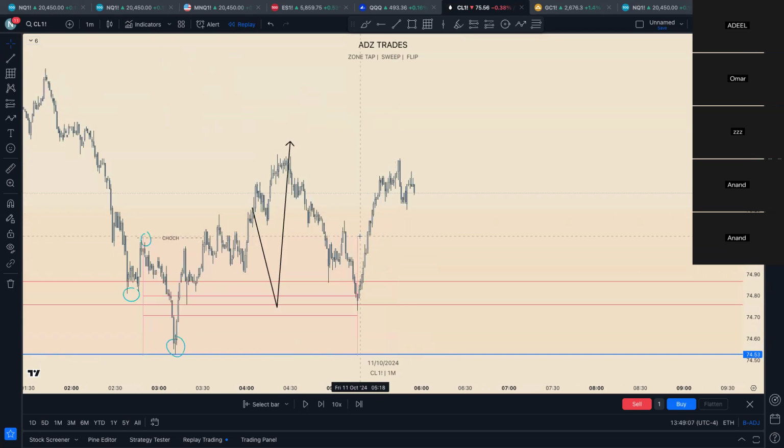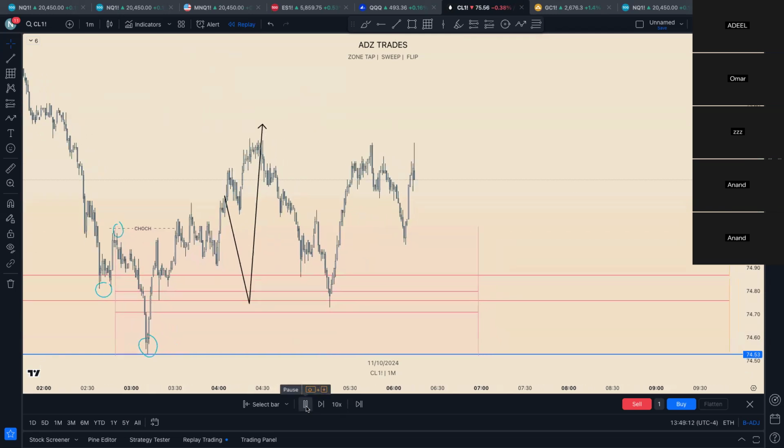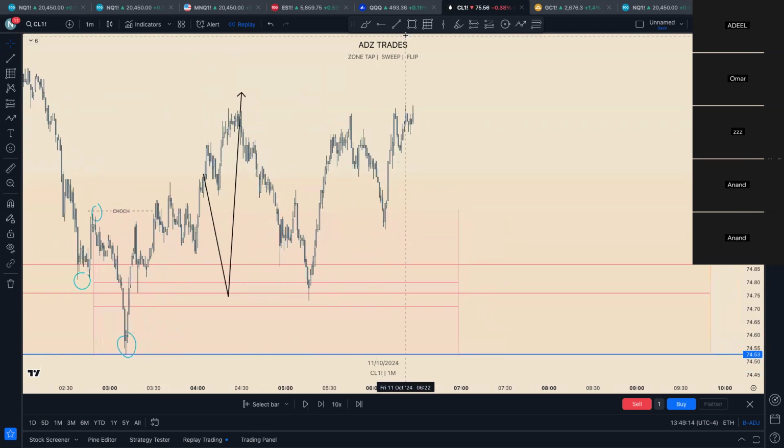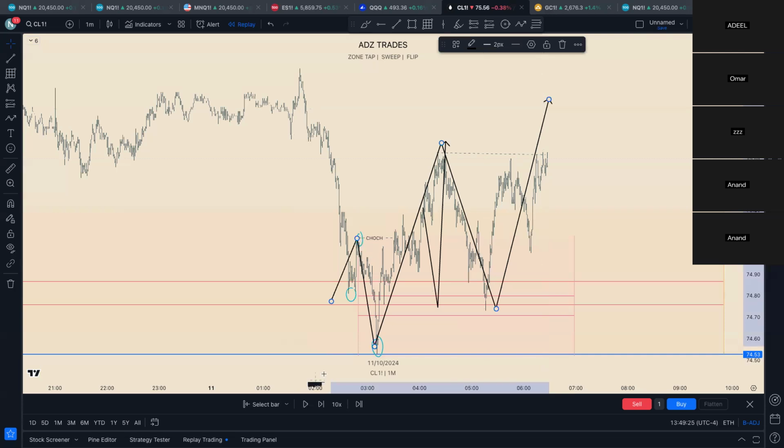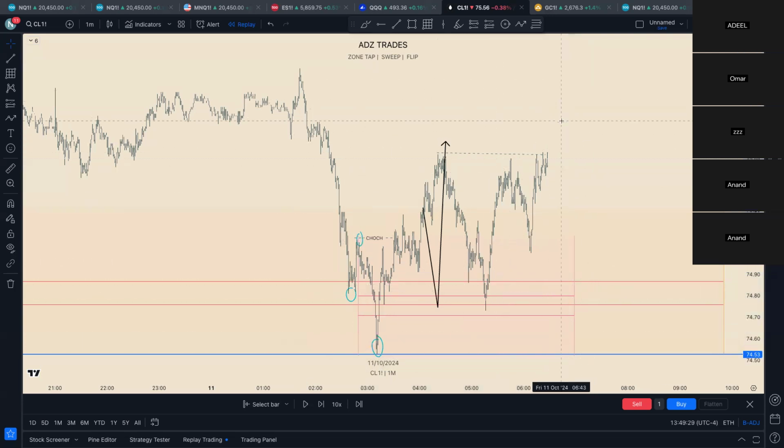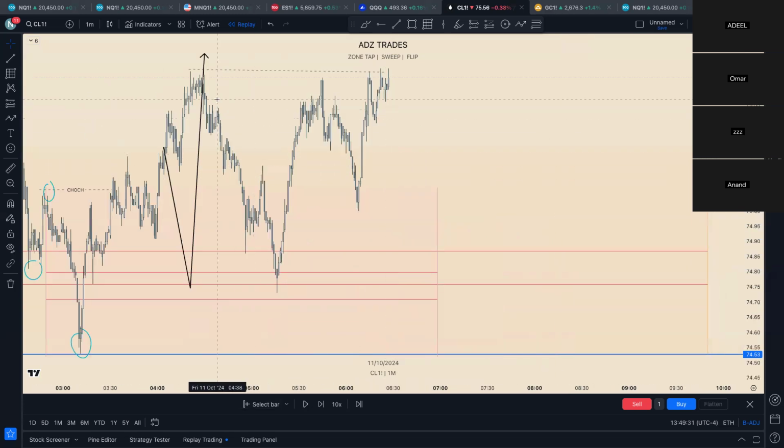Right? It's like magic. We tap into this unmitigated zone, and we do what? We put in this higher high. Okay, now all we've done on a lower time frame is the same thing. Low, high, higher low, higher high.